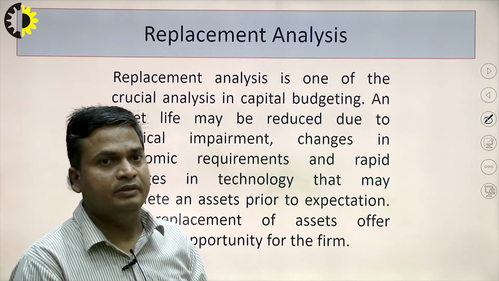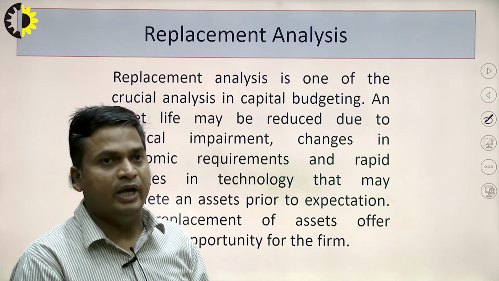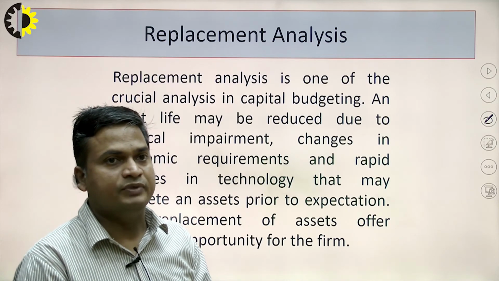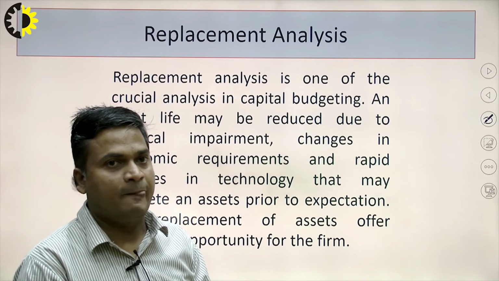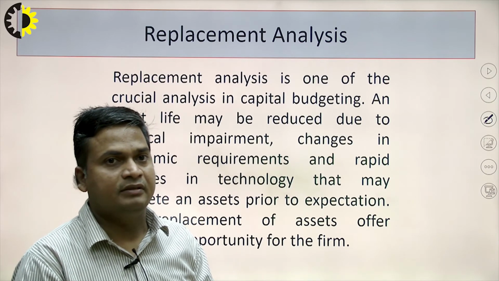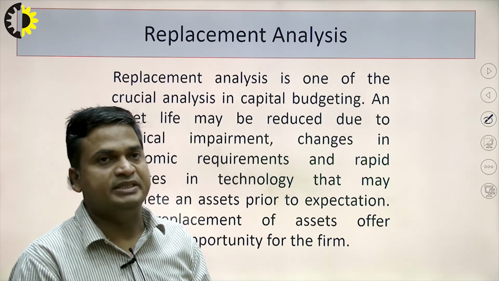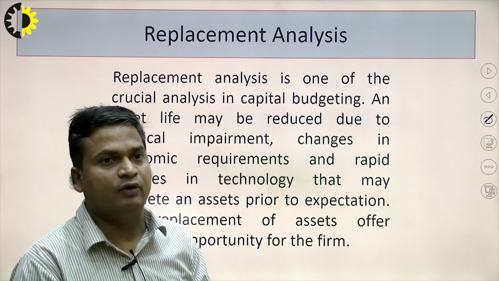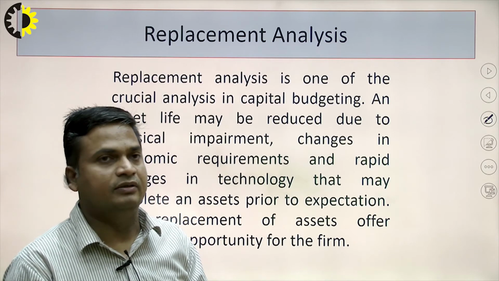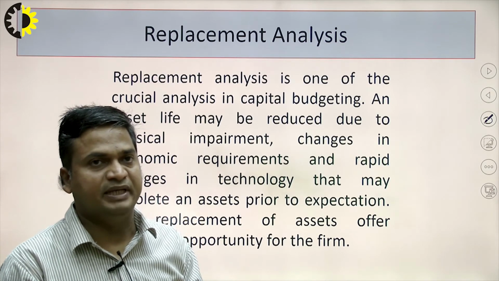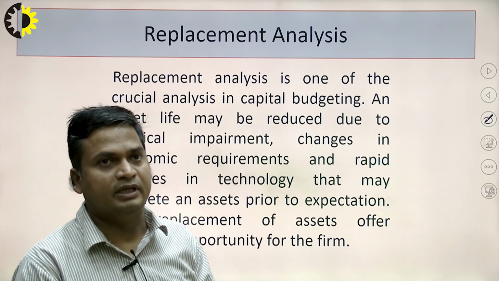Rapid changes in technology make the system obsolete, and we have to update the system, add some functionality on the machine or some technology that we can integrate in the existing system so that it becomes valuable. So these are the factors that make assets obsolete prior to expectation. So the replacement is desired. The replacement of assets offers economic opportunity for the firm. In this, we will discuss different methods of depreciation related to replacement analysis, and we find the value of the machine or the component.